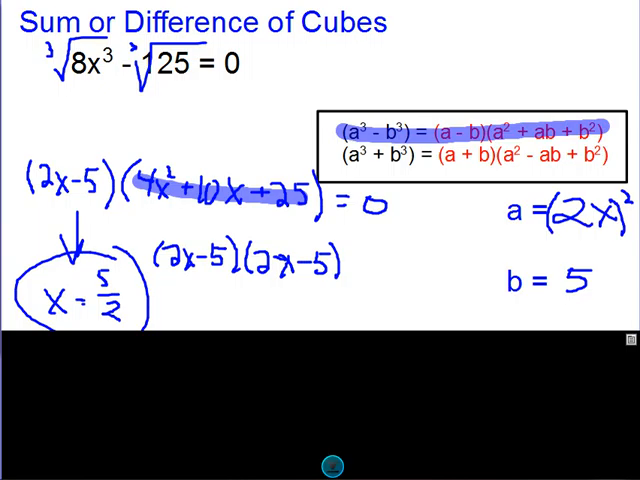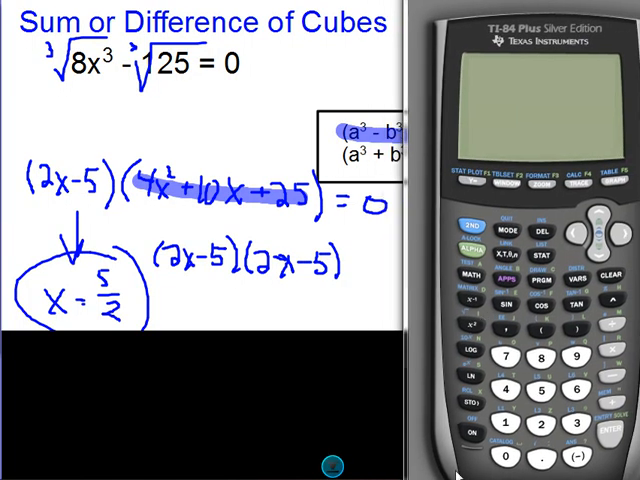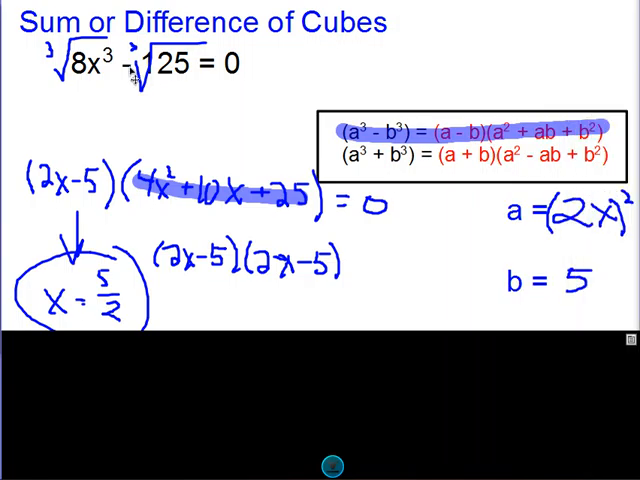Now remember, you can check solutions to polynomials by graphing them. So quickly, if we graphed 8x to the third minus 125, we would notice that it crosses the x-axis at 2.5, which is 5 over 2. Remember, x to the third can have possibly three real solutions. This one turns out to only have one real solution. So this is called the sum or difference of cubes. If we had a positive here, if we did 8x to the third plus 125, the only difference is we would use the second formula down here.